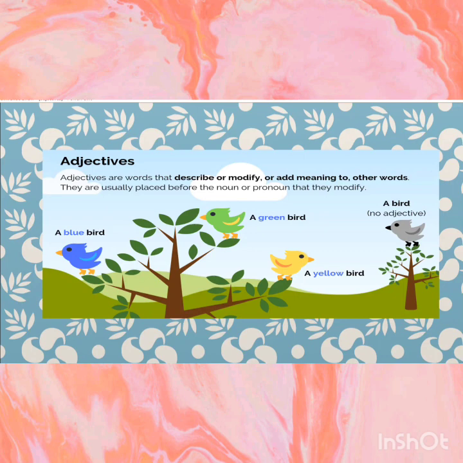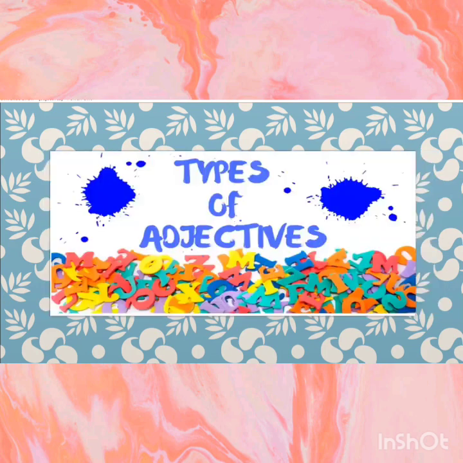A blue bird. Dear children, here blue is the adjective which is describing the bird, that is a noun. A green bird, a yellow bird, a bird without any adjective. So you can see that the words blue, green, and yellow are placed just before the birds to give their quality and to identify them.